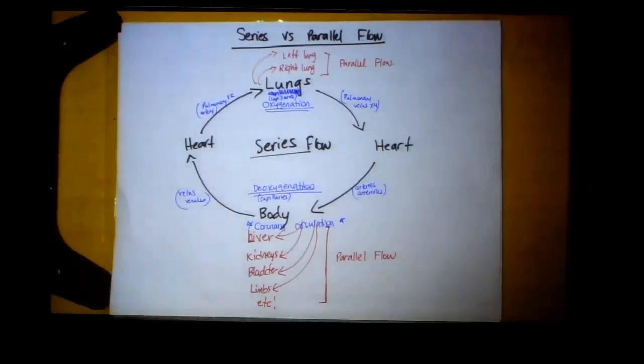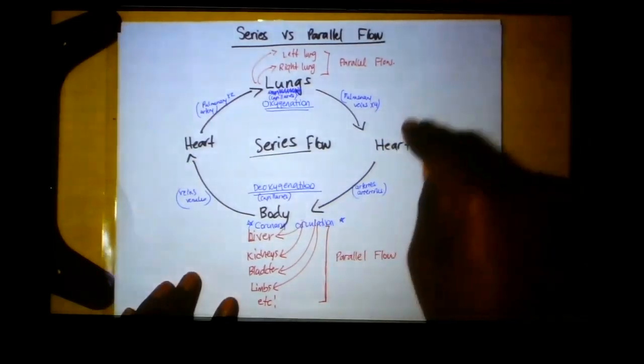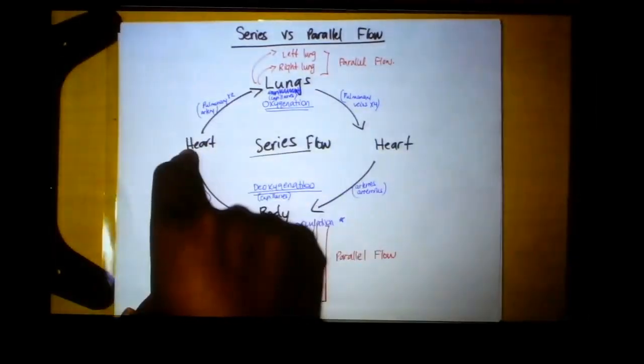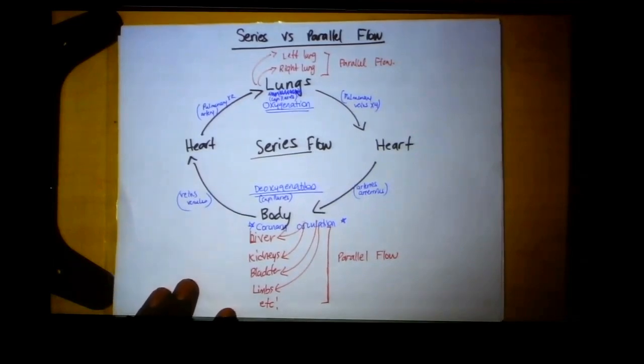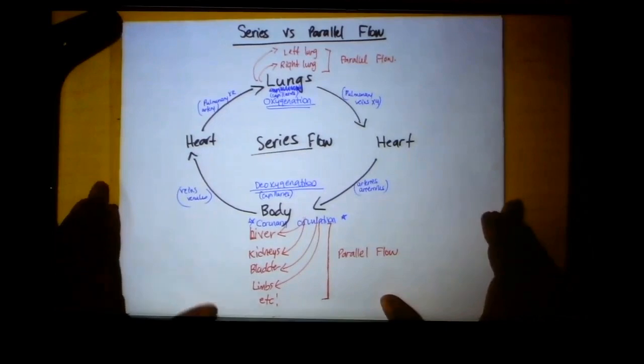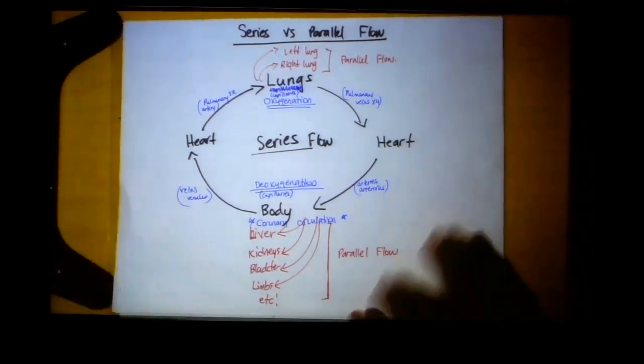Whenever that blood has an option, when it's dividing, some of it can go here, some of it can go there, that is parallel flow, whereas the general circulation of going from heart to body, back to heart to lungs is series flow. This blood does not have an option, right? It has to go through each of these. I hope that made sense. Any questions on that? Okay, so that was series versus parallel flow.